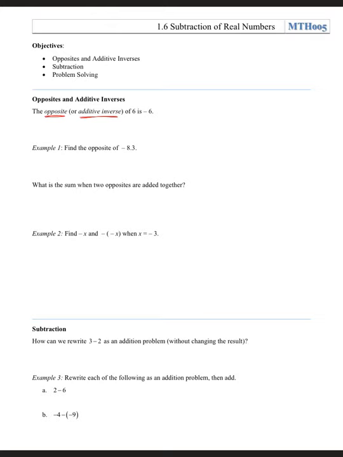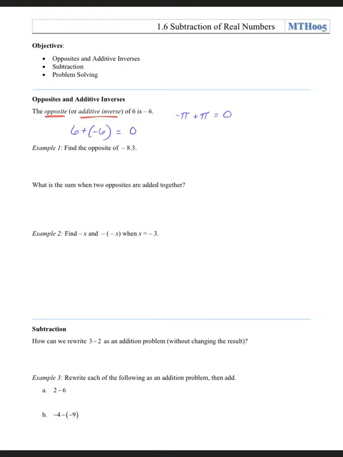It tells us here the opposite or additive inverse of 6 is negative 6. That is because both of these values are the same distance away from 0 on the number line, but on opposite sides of 0. Now, anytime we take a pair of opposites or a pair of additive inverses and add them together, 6 plus a negative 6, that's going to be equal to 0. That's going to hold true no matter what our real numbers are. Even something like negative pi plus a positive pi is also going to be equal to 0. So the sum of all opposites is always 0.